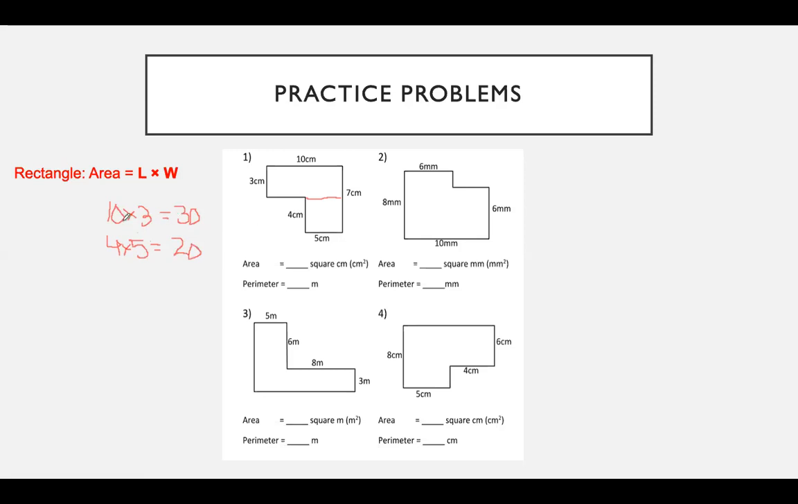Okay, now 10 times 3 is equal to 30, and then 4 times 5 is equal to 20. So when we add these two together, we get a value of 50, right? Because 30 plus 20 is 50. Now, we're gonna solve for the area on this shape over here and then go back to finding the perimeter.